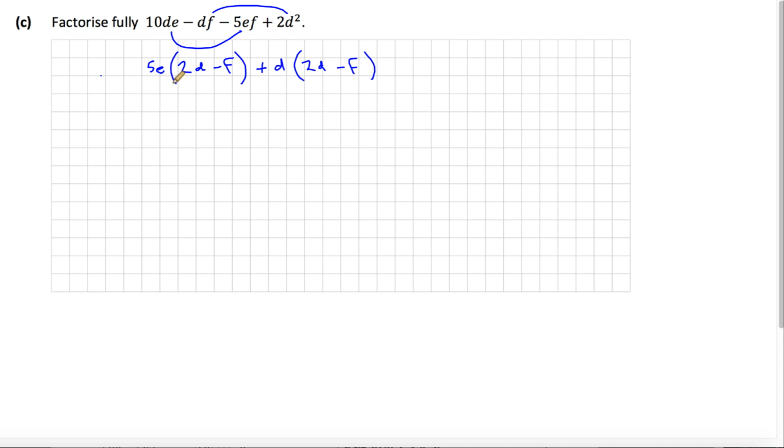So now I've got 5e times this bracket plus d times the same bracket. So to factorize that fully, I can write it as 5e plus d. They both get multiplied by that common bracket, the 2d minus f. And that's the full factorization, and that's the end of the question.